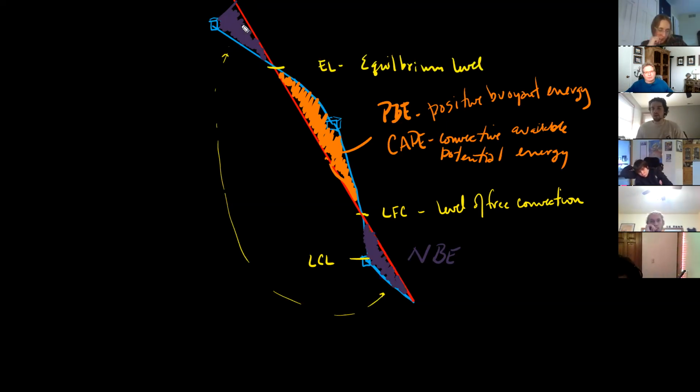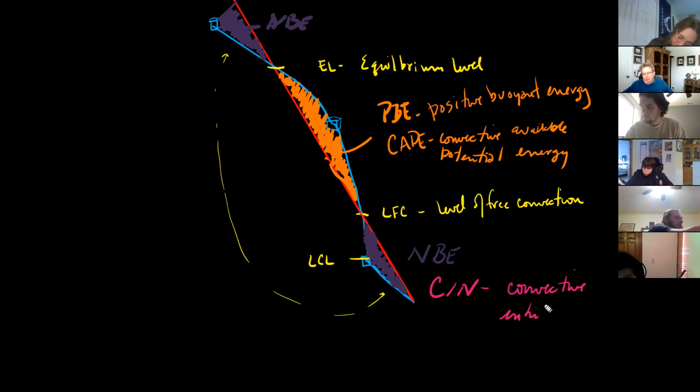That's NBE also. Now there's another name for negative buoyant energy, and it's called CIN, which stands for convective inhibition. Convective inhibition. So NBE and CIN are the same. PBE and CAPE are the same, just different terms.